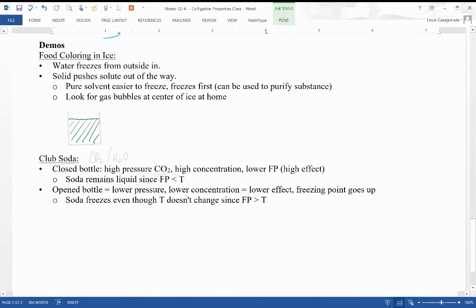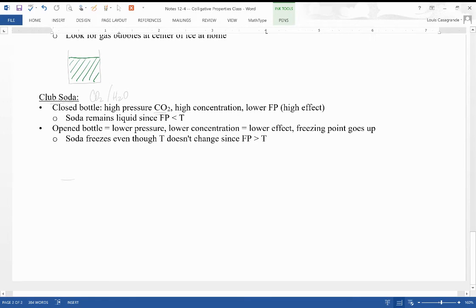Before we open up the bottle, so let's see if I can draw a soda bottle. That's not too bad. Before we open up the bottle, so we have the cap on the bottle, there's a lot of carbon dioxide dissolved in here. So high concentration means that the freezing point is way, way down. And up above the liquid, we have about 5 atmospheres of carbon dioxide.